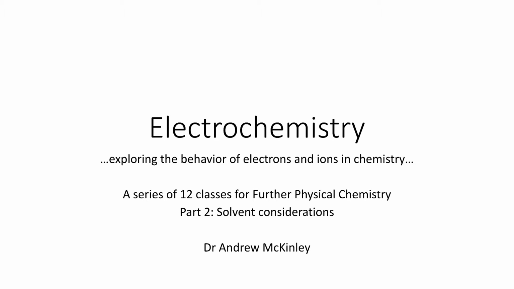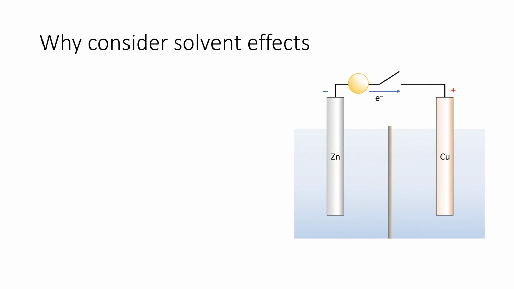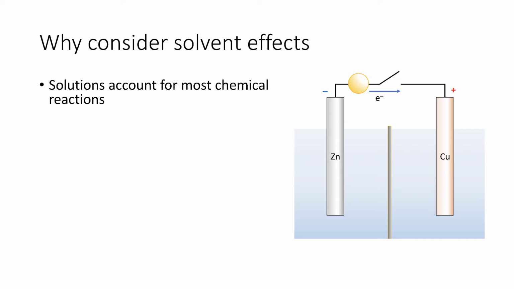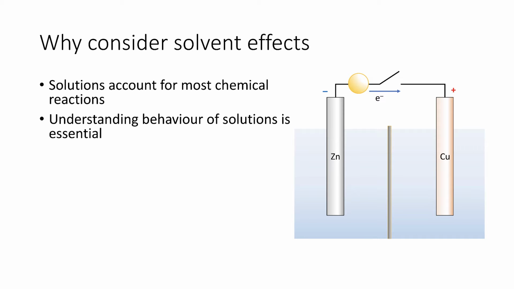We're now going to consider the effect of the solvent in all of our electrochemical interactions. When we think about solvent effects, remember that almost all chemistry happens in solvent, so solutions account for most of these chemical reactions. Whenever you're in a lab doing synthetic chemistry, you have to dissolve the reactants, which facilitates them coming into contact with each other. So understanding the behaviour of these solutions is absolutely essential to understanding more about the chemical reaction.